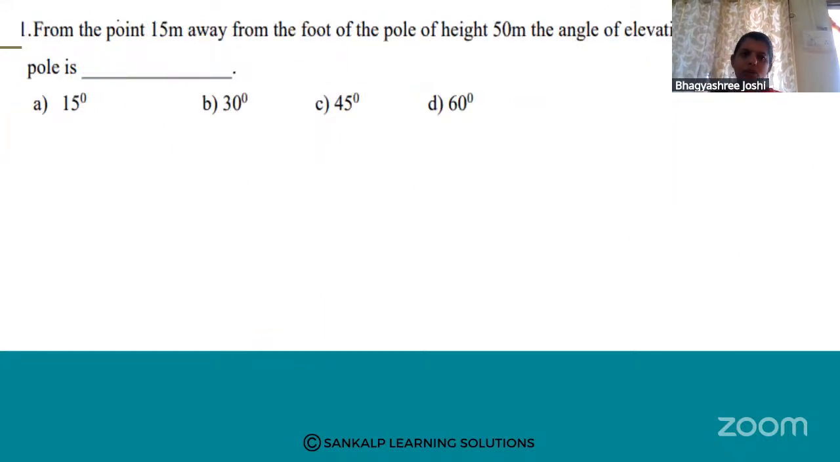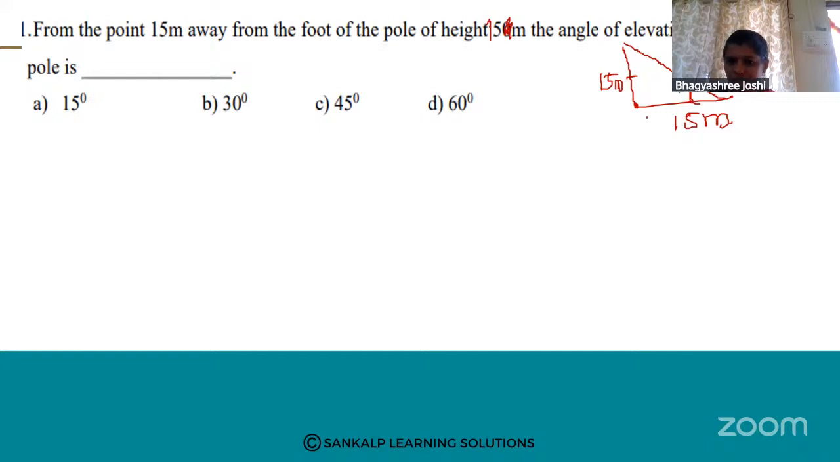Understood? So next: from a point 15 meter away from the foot of the pole of height 15 meter, the angle of elevation to the top of the pole is? Okay, so this is not 50, I think this is 15. So the height of the pole is 15 meter, and the point is 15 meter away from the foot of the pole.